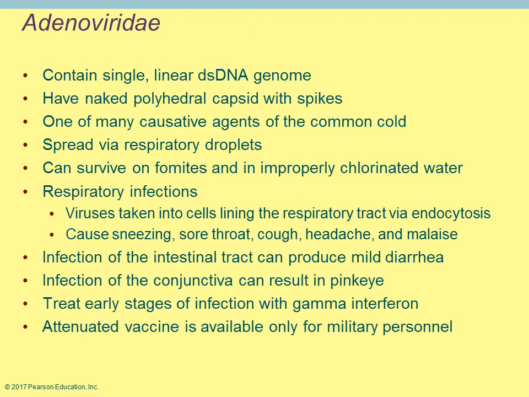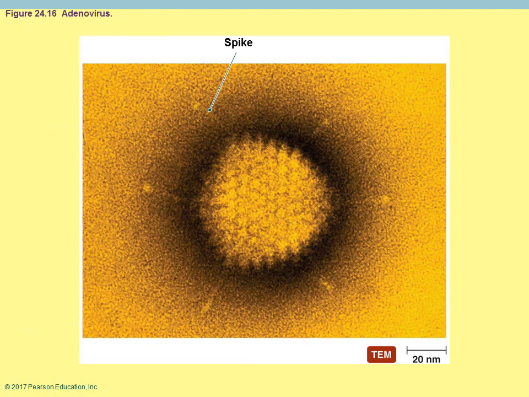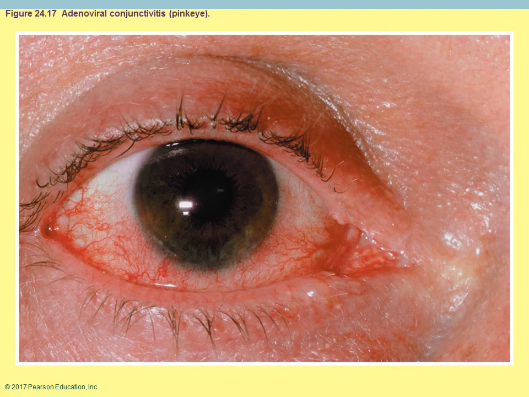Early stage infection you can treat with gamma interferon. There is a vaccine, but it's used typically only for military personnel. So this is what it looks like. You can see the little spikes extending out from the capsid.